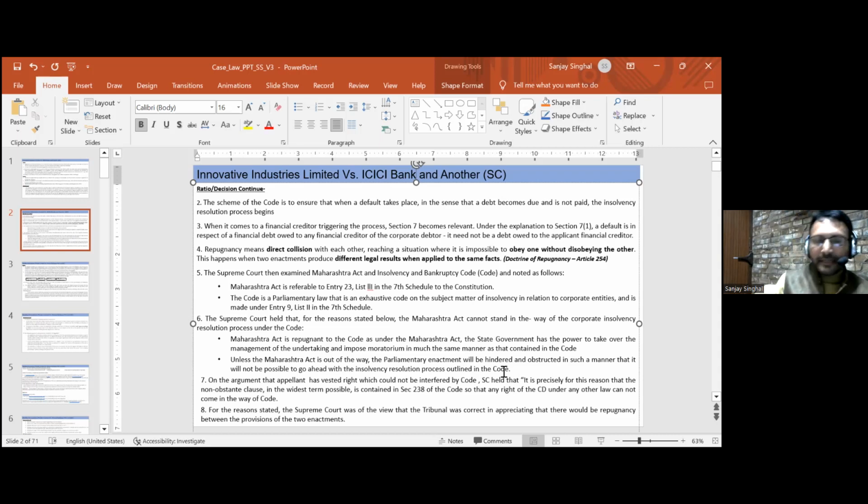So the Supreme Court said that unless the Maharashtra Act is out of the way, the provision of the IBC code cannot be implemented in this case. So the doctrine of repugnancy came into the picture.